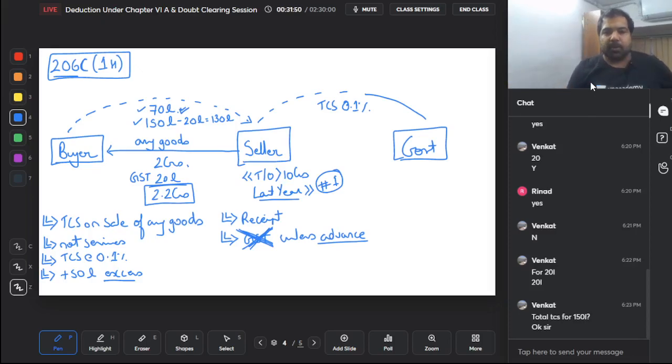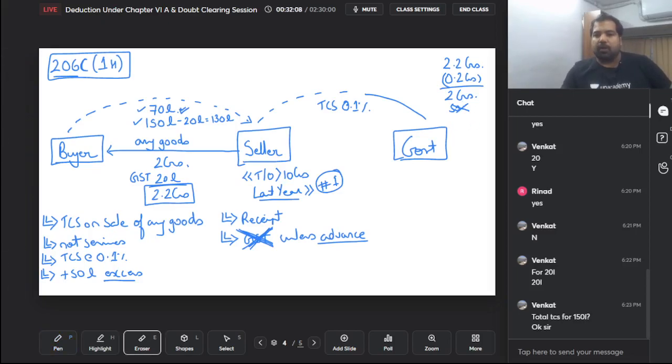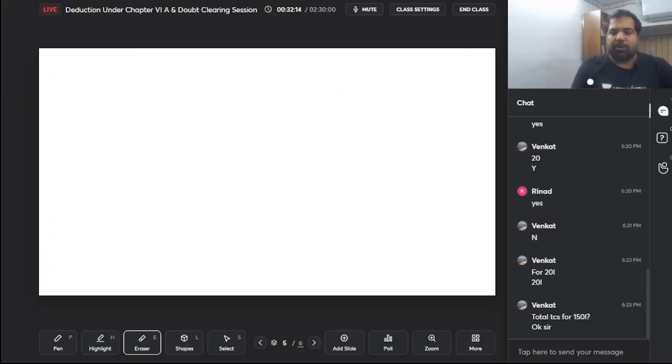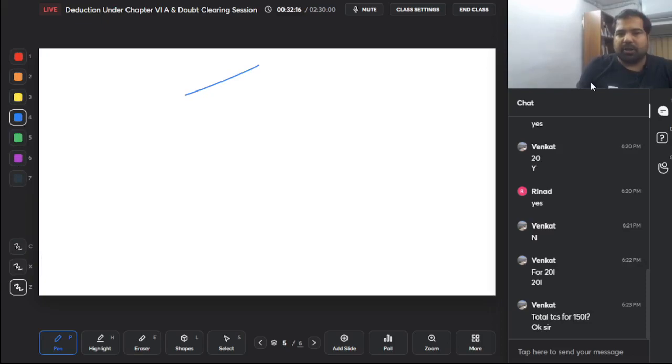All right. So guys, just looking at this 2.2 crores, if you take an overall picture, on 0.2 crores, which is GST, there will be no TCS. And on the 2 crores, on 50 lakh, there will be no TCS. So on 150 lakhs, there will be TCS. Absolutely right. All right. Now, I was trying to differentiate between this section and 194Q. So let's try and differentiate between this section and 194Q.